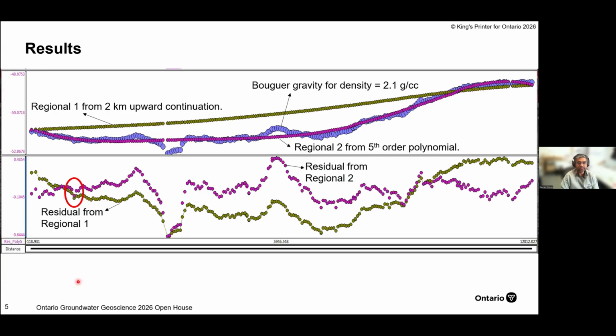For enhancing those subtle low gravity anomaly features, we first calculate the regional of the Bouguer gravity and then subtract it from the Bouguer gravity to calculate the residual. The residual can highlight the subtle low gravity anomaly features. In this study, I used two methods for calculating regionals. Here are the plots from regional 1 and regional 2 and the corresponding residuals. Please refer to the abstract for more details on the two methods.